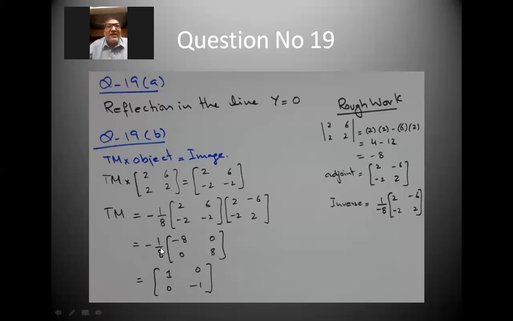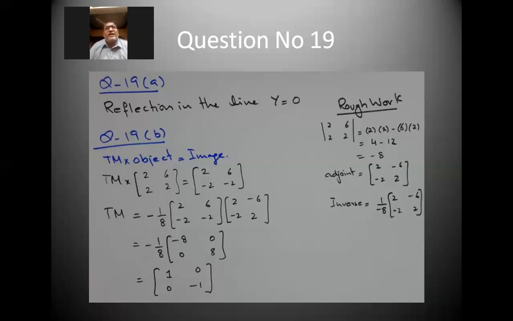So now this -1/8, which is outside, will come inside, and it will divide with all these four members. So -8 / -8, that will be +1. 0 / -8, that will be 0. 0 / -8, that will be 0. And 8 / -8, the -1 will be the answer. So this is the transformation which represents the reflection in the x-axis, or this is the matrix which represents the reflection in the line y = 0.